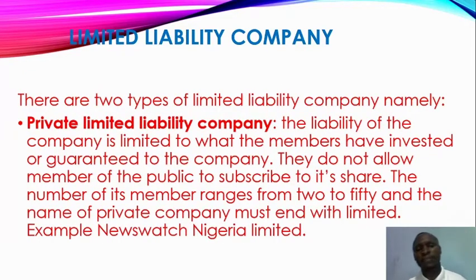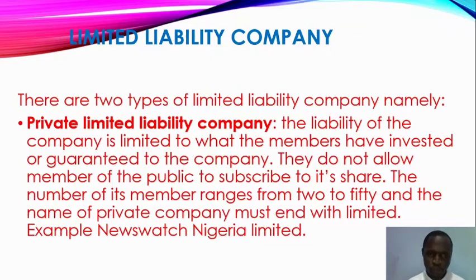Then we have limited liability company. Now, limited liability company, we have two of them, the private limited liability company and the public limited liability company. From what we have here, it says the liability of the company is limited to what the members have invested or guaranteed to the company. They do not allow members of the public to subscribe to its shares. The number of its members ranges from 2 to 50, and the name of a private company must end with limited.